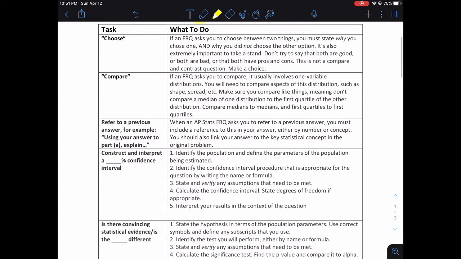When they say refer to a previous answer, for example, using your answer in part A, explain, it means you actually need to use that in your answer. Make sure you state it. Your justification should be based on part A, either the number or the concept.